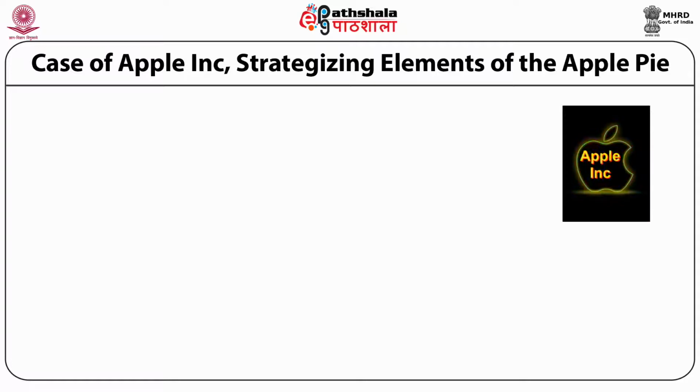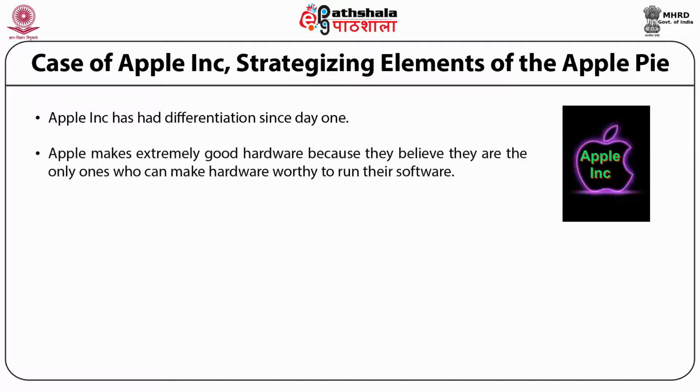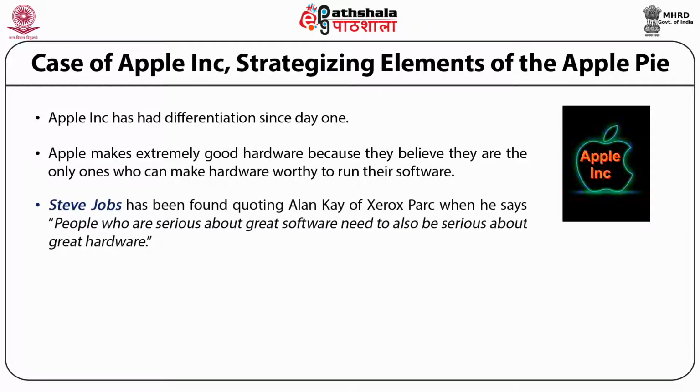Let us undertake an opening case, a case of Apple strategizing elements of the apple pie. Apple has had differentiation since day one. Apple makes extremely good hardware because they believe they are the only ones who can make hardware worthy to run their software. Steve Jobs has been found quoting Alan Kay of Xerox when he says, people who are serious about great software need to also be serious about great hardware.